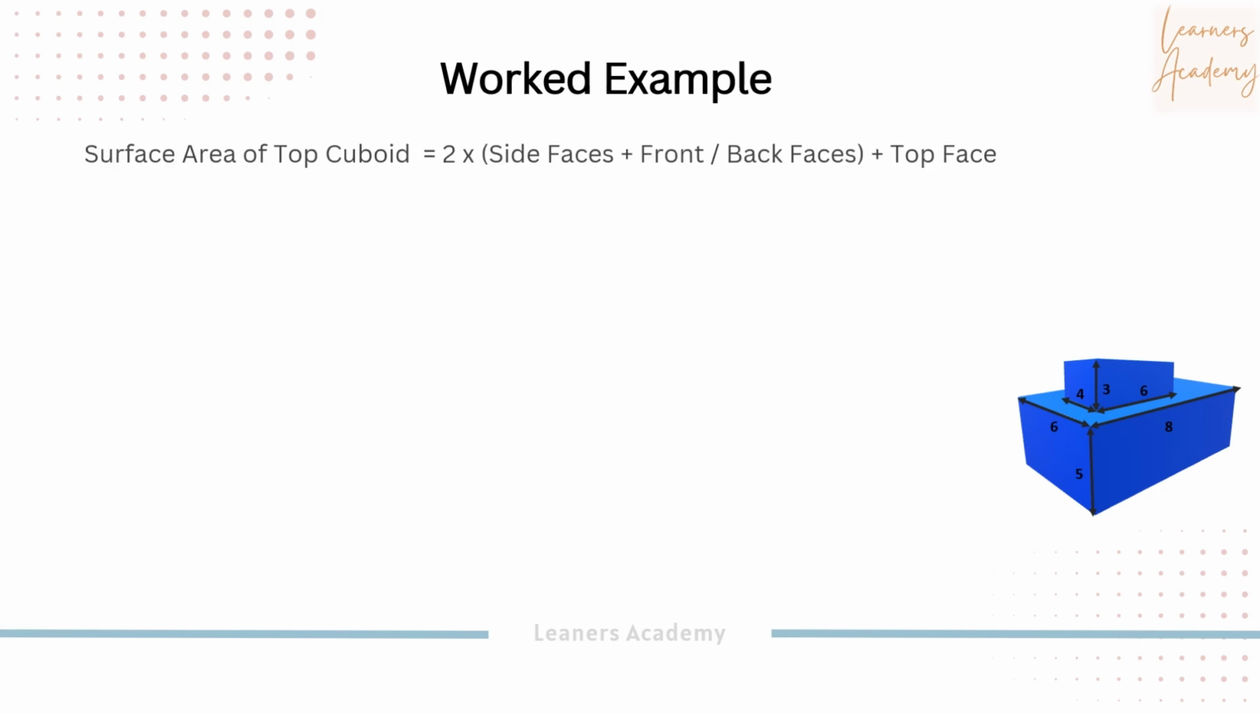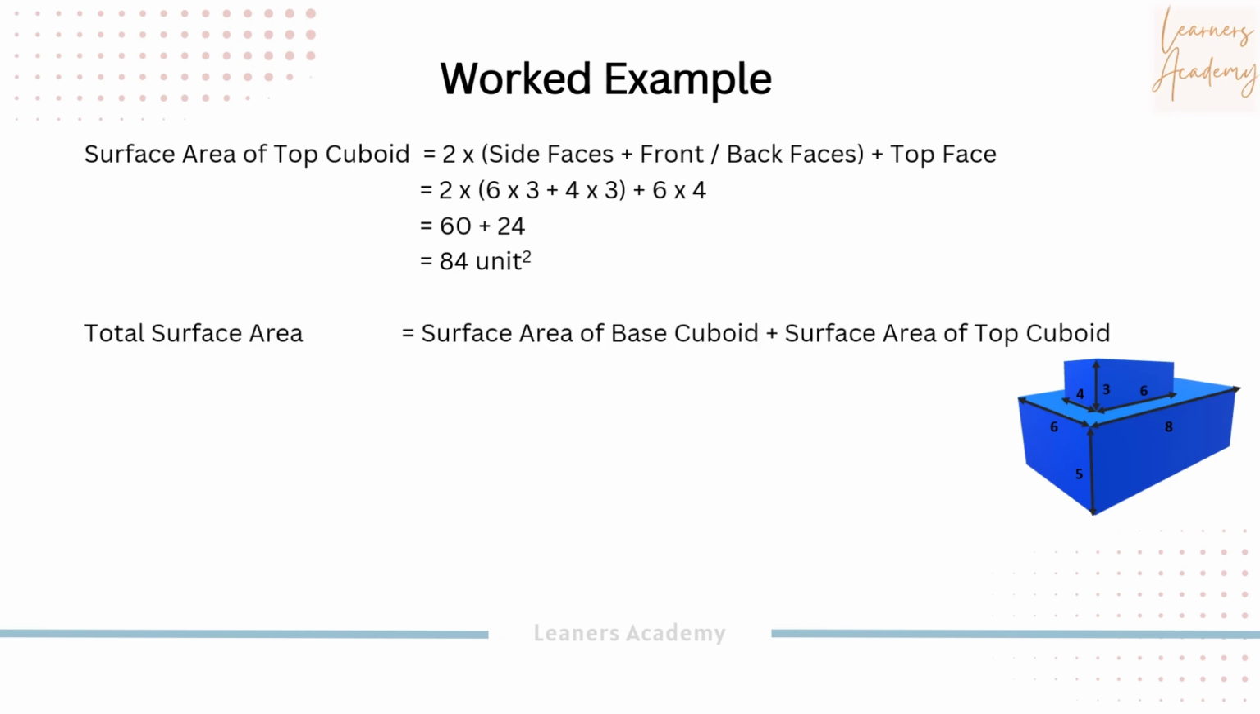For the top cuboid, we will take the two side faces, the front and the back face, and the top surface. Remember, the bottom surface is covered by the base cuboid, therefore it will not be added while calculating the surface area of the top cuboid. So putting the values of each length in the formula, we get a total of 84 unit squares of surface area. To get the total surface area of the composite shape, we will add the surface area of the base cuboid and the top cuboid, and this comes out to be 296 unit squares.